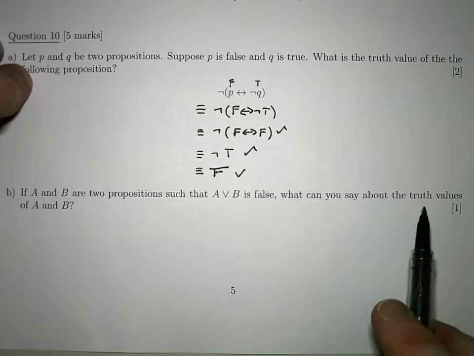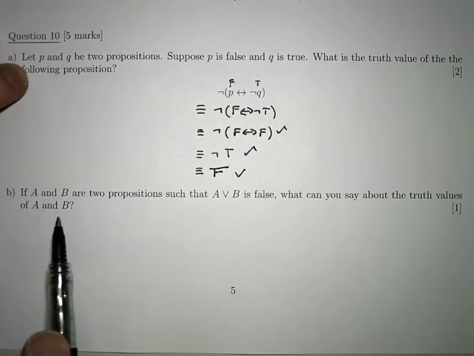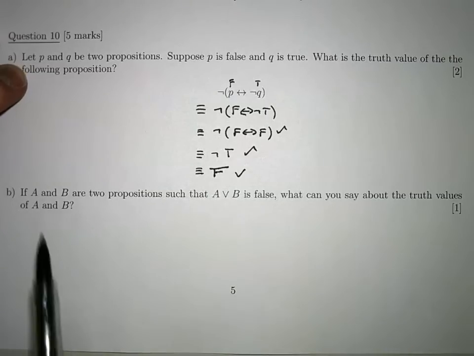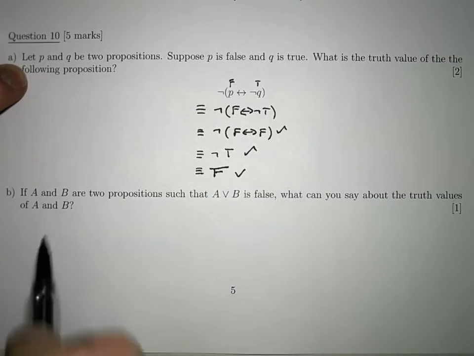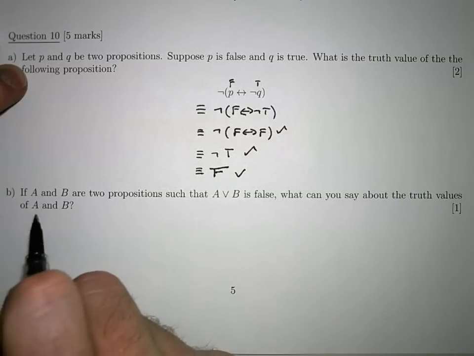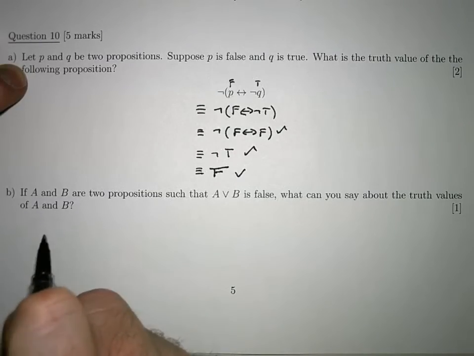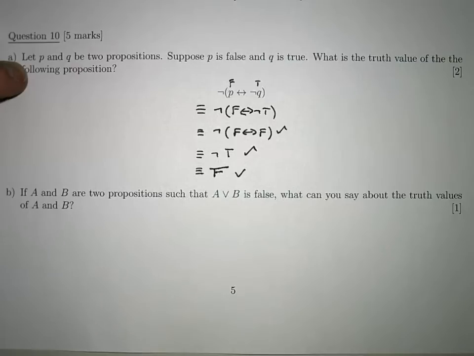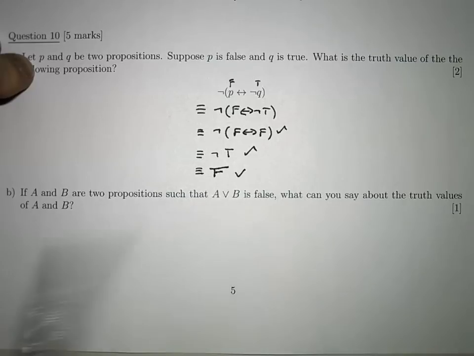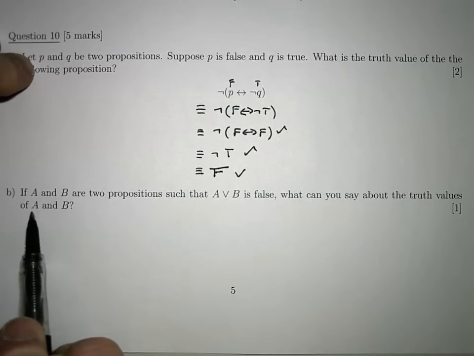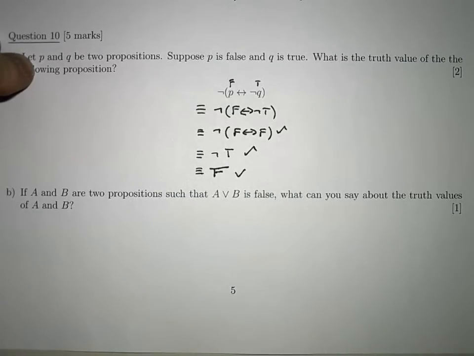Okay, part B says if A and B are two propositions such that A or B is false, what can you say about the truth values of A and B? Now, some of you answered this as if we want the truth value, singular, of A and B, so the A, logical, and B. But you did get half a mark, but you didn't quite read the question correctly because of the plural here on the S. We want the truth values, so we want the truth value of A, and we want the truth value of B.